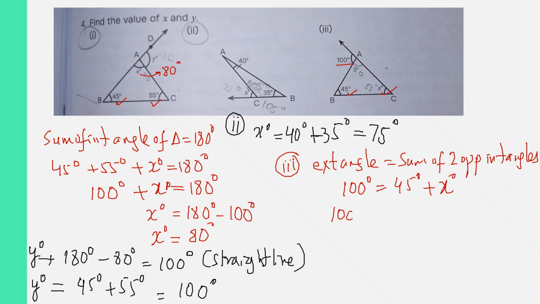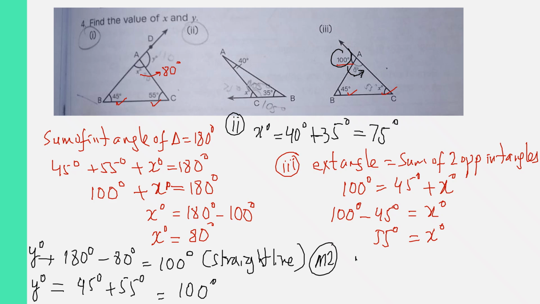So you will simply subtract 45 from 100 and you will get 55 degrees is equal to x degrees. This is one method. And another method, method 2, will be: you have to subtract 100 from 180 to get this angle, right? You need this angle first.